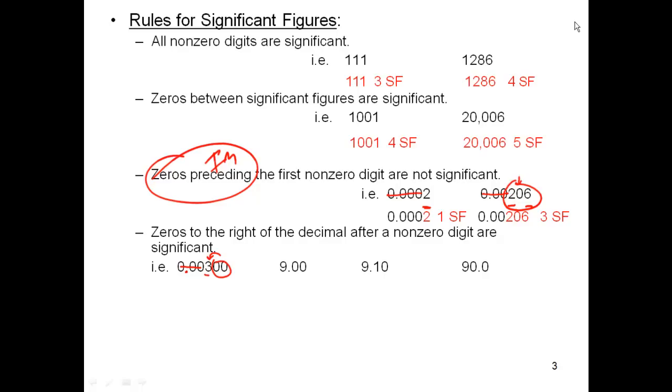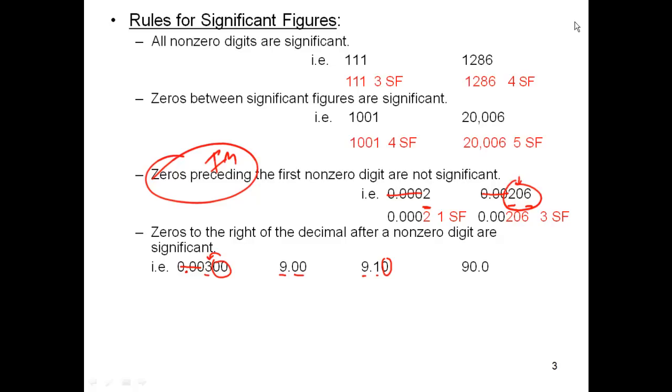9.00. We know the 9 is significant, and those zeros follow the decimal and follow a non-zero digit, therefore they're significant as well. Therefore, you have 3 significant figures. 9.10. We know the 9 and the 1 are significant. That 0 is to the right of the decimal and it follows a non-zero digit. Therefore, all 3 digits are significant.